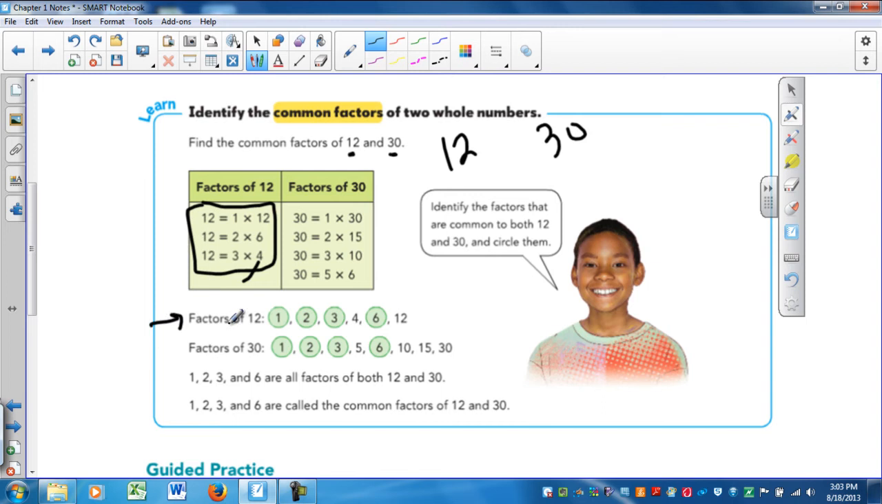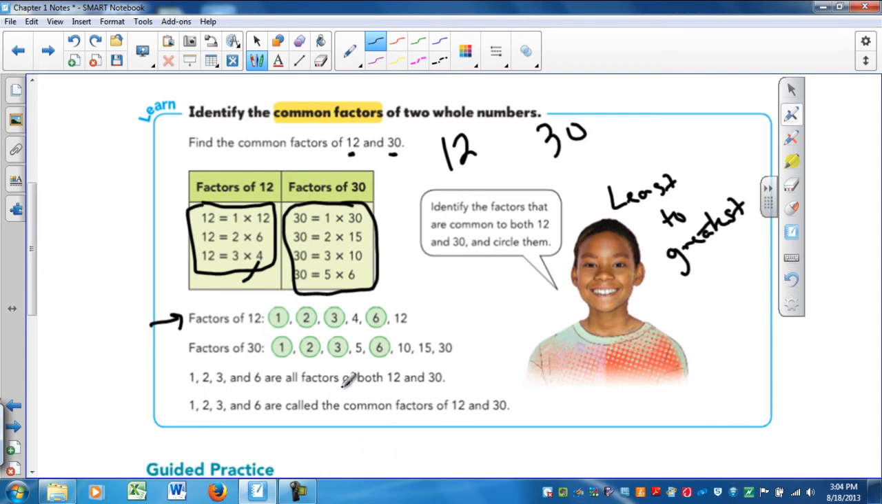You're going to hear me refer to this as the list method. The list method is just listing all the factors. Notice they put them least to greatest. Everybody write that: least to greatest. You always have to do that. Trust me, it will benefit you. So they took 1, 2, 3, 4, 6, and 12 and put them right there. They did the same thing for 30 right there.